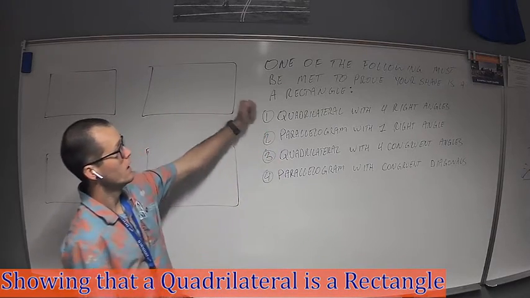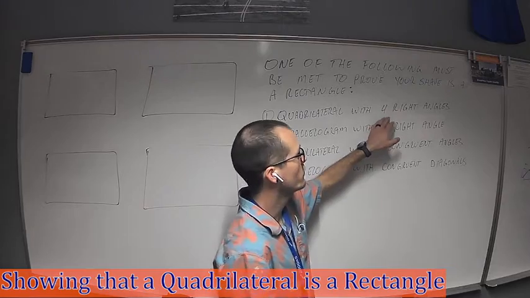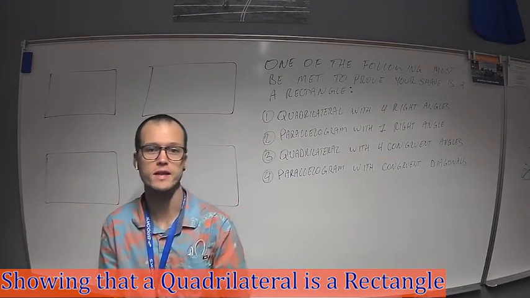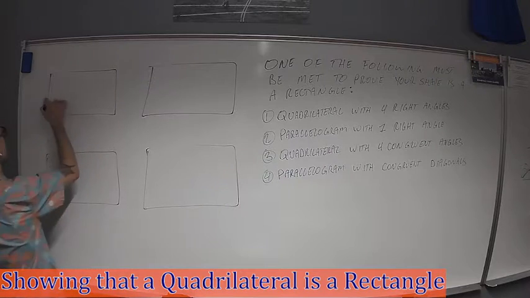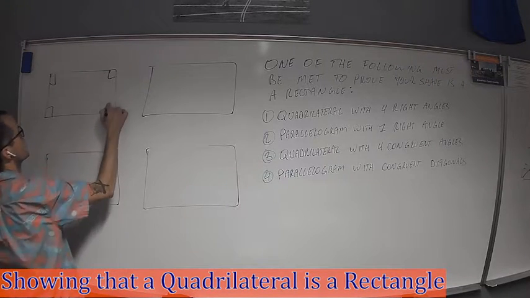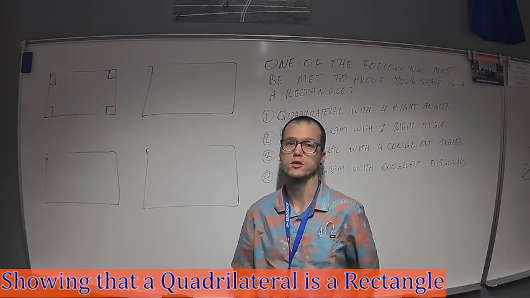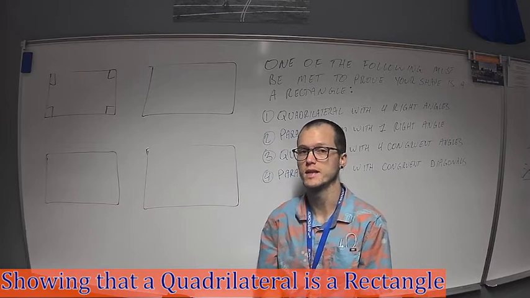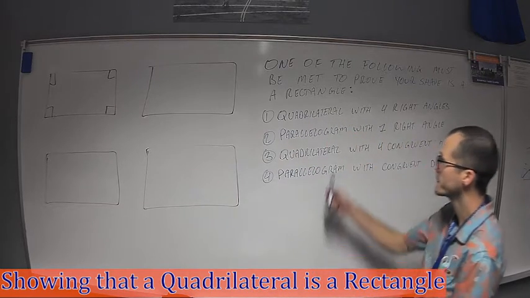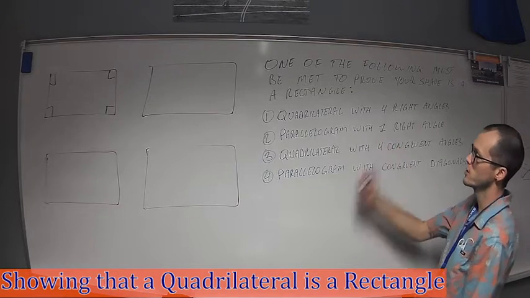First of them, if you can find or show that some quadrilateral has exactly 4 right angles, then you definitely have a rectangle. So what that might look like up here, if this quadrilateral has 4 right angles, then it's definitely a rectangle. That makes sense because that's kind of the definition of what a rectangle is. So no surprises there.